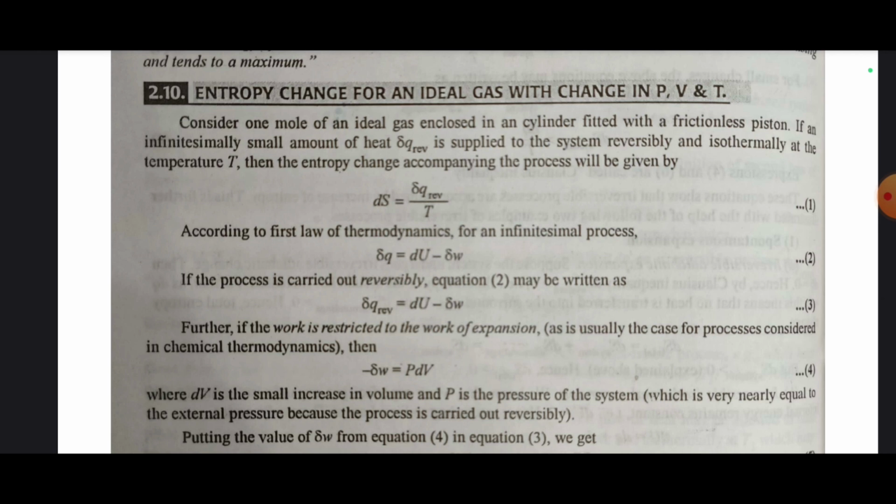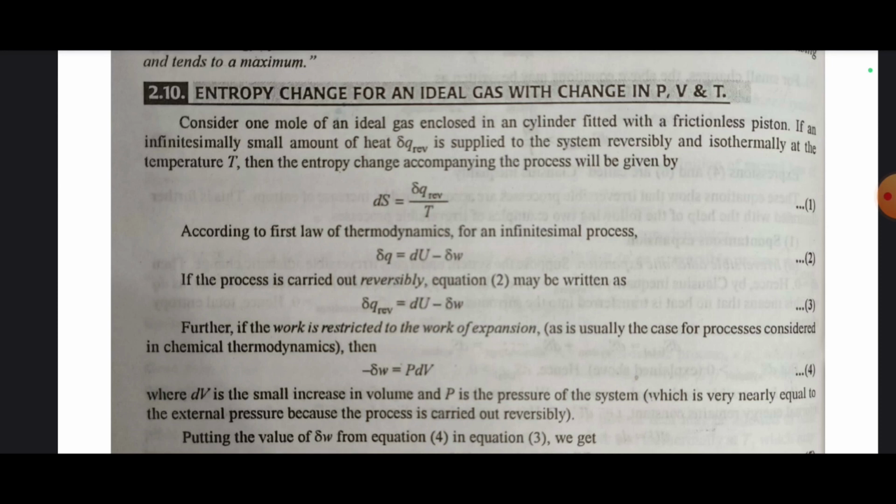Consider 1 mole of an ideal gas enclosed in a cylinder fitted with a frictionless piston. If an infinitesimally small amount of heat δQ reversible is supplied to the system reversibly and isothermally at the temperature T, then the entropy change accompanying the process will be given by dS is equal to δQ reversible by T. And according to the first law of thermodynamics, for an infinitely small process, δQ is equal to dU minus δW. If the process is carried out reversibly, equation 2 may be written as δQ reversible is equal to dU minus δW.